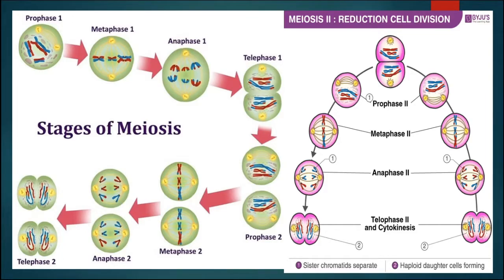At the end of this telophase 2, there will be 4 daughter cells with half the number of chromosomes. That's why it is also known as reductional division. Now this prophase is the longest phase, having the 5 stages that we'll discuss. Then this is the diagram which is showing different stages. You can see in this diagram how these sister chromatids separate and the haploid daughter cells will form at the end. Now we will discuss prophase 1, all the stages, in the next slide.